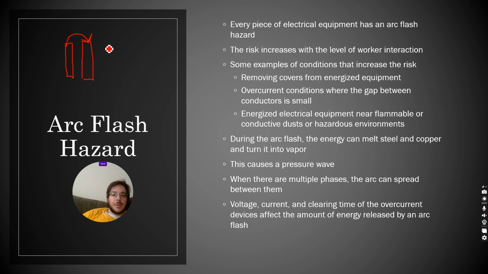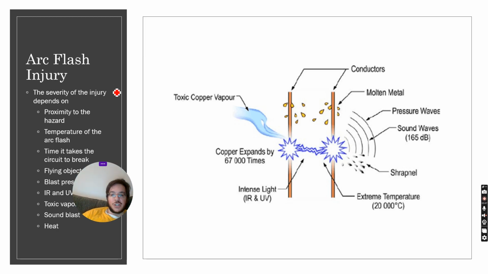When you turn solid into gas, it expands up to 60,000 times its original size, but now it's like air basically, and that creates a pressure wave because the gas is expanding and there's so much energy. If you've got a three-phase panel, for example, then the arc flash can spread between them, and the voltage and the current can affect the amount of energy that's released by the arc flash.